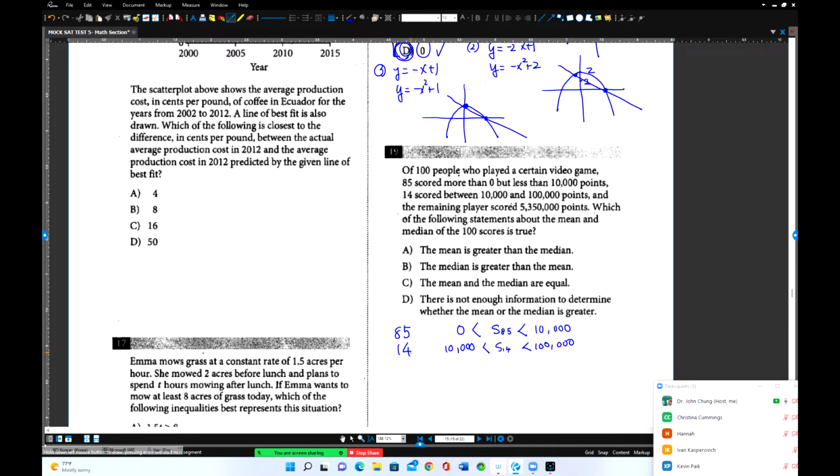And out of 100, we already have 99, so we have one number left. One person scored 535,000 points. Okay.